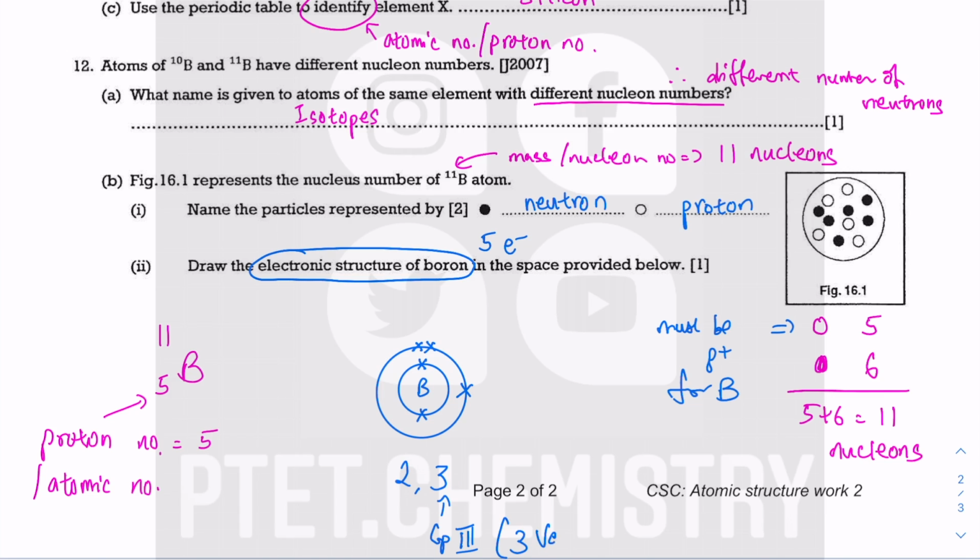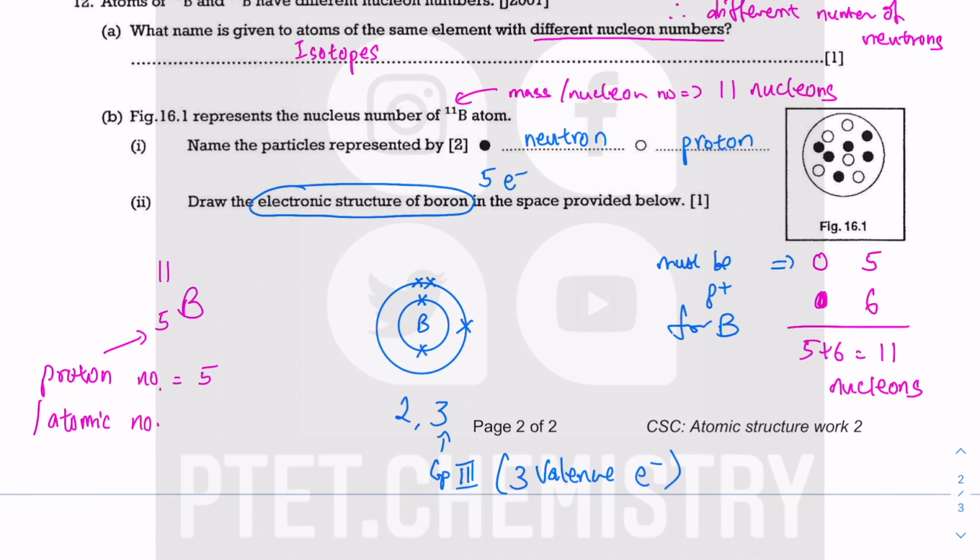Your syllabus says the group number tells you how many valence electrons you have, whereas the period number, period 1, period 2, tells you the position, which row of the periodic table boron is found in.